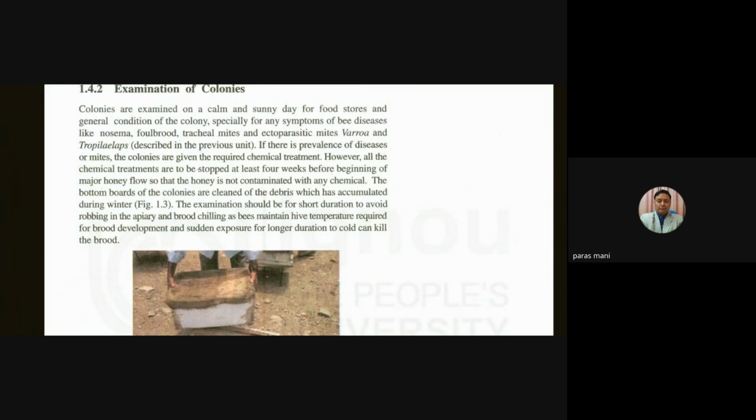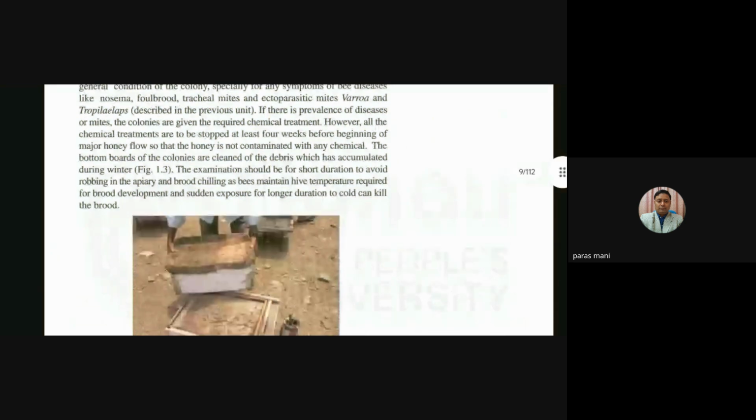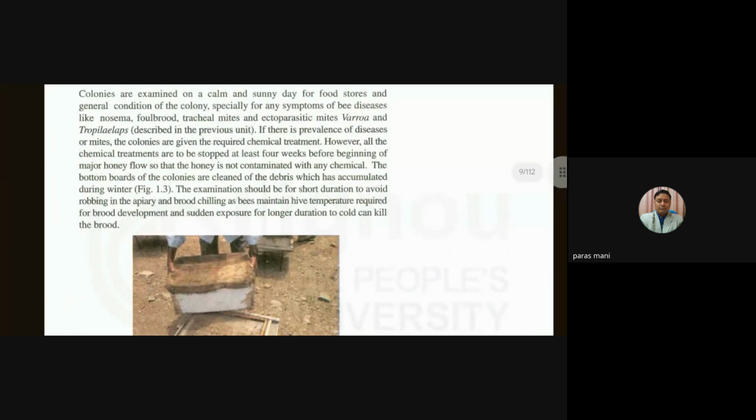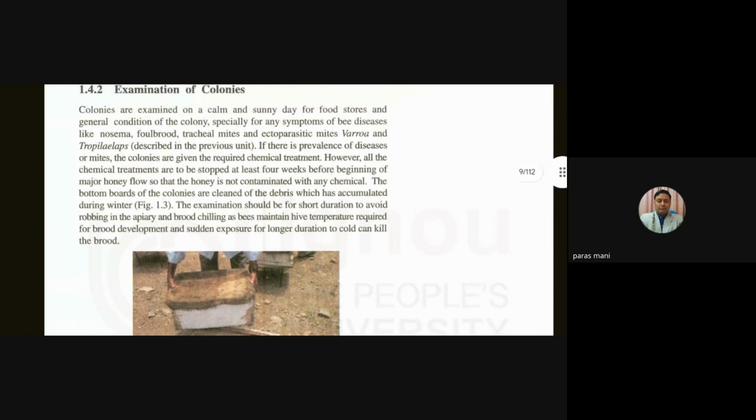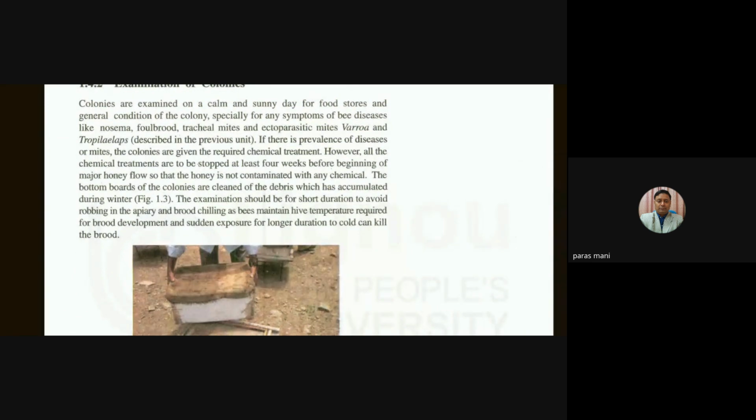If there is prevalence of diseases or mites, the colonies are given the required chemical treatment. However, all the chemical treatments are to be stopped at least 4 weeks before the beginning of a major honey flow season. If we continue the chemical treatment in the honey flow season, honey will be contaminated with those chemicals, and that will not be good for edible purpose. So you have to take up the measures prior to that.